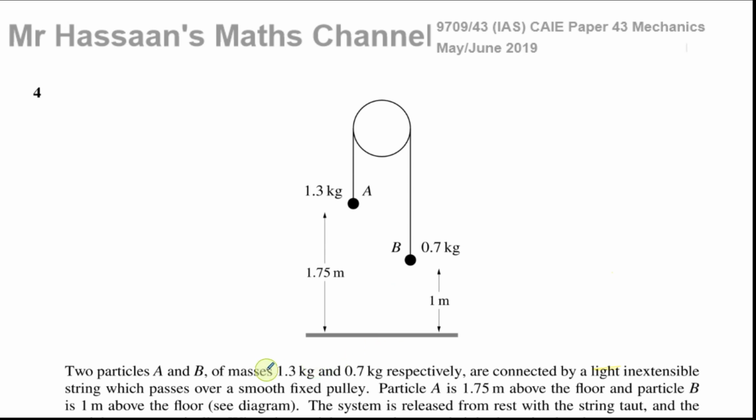It says two particles A and B, of masses 1.3 kilograms and 0.7 kilograms respectively, are connected by a light inextensible string. So the word light, what does that imply? Now the word light implies that we can ignore the string's mass, so we don't consider the weight of the string. It also implies that the tension throughout the string is the same. Every section of the string, like the top part and the bottom part, has the same tension in it.